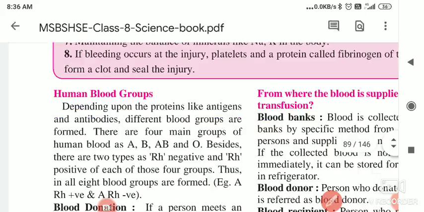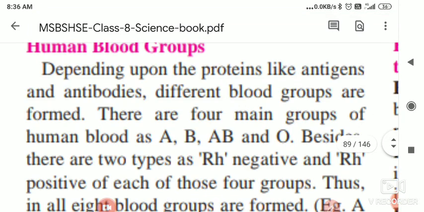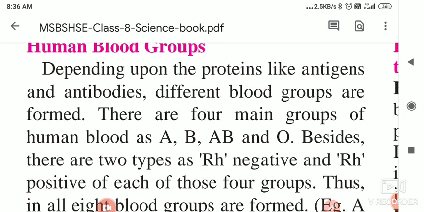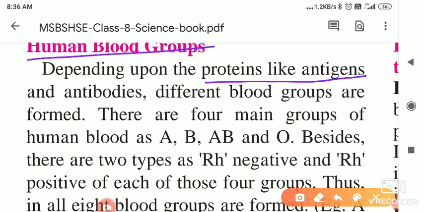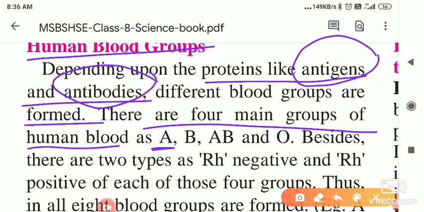Next part is the human blood groups. In human beings, there are four types of blood groups: A, B, AB and O. Depending upon the proteins like antigens and antibodies, different blood groups are formed. Because of antigens and antibodies, the blood groups are formed. There are four main types of human blood groups: A, B, AB and O.